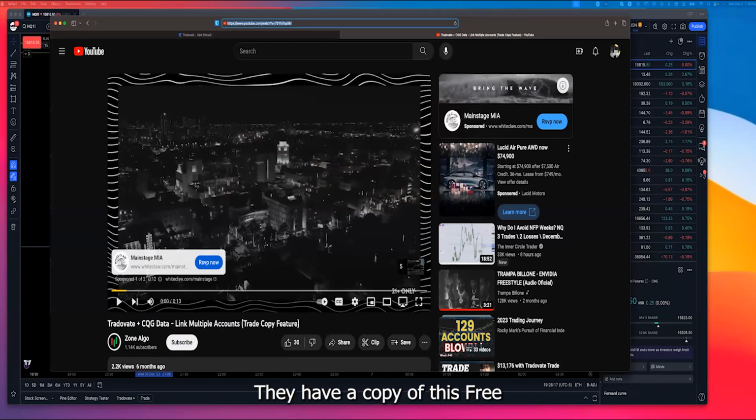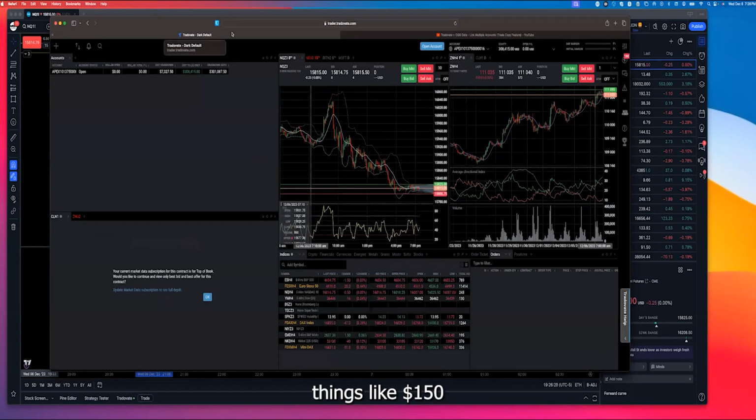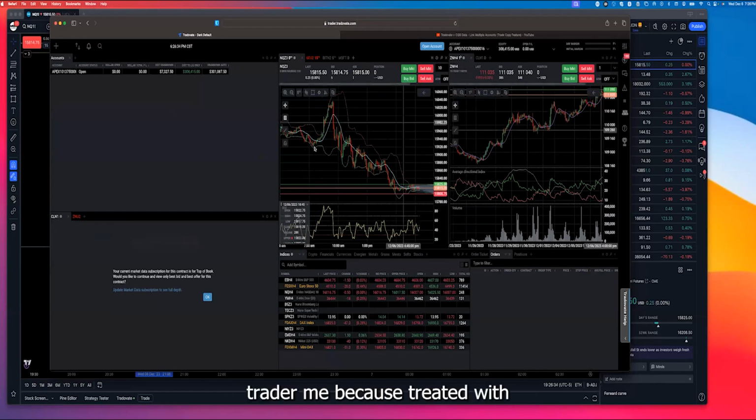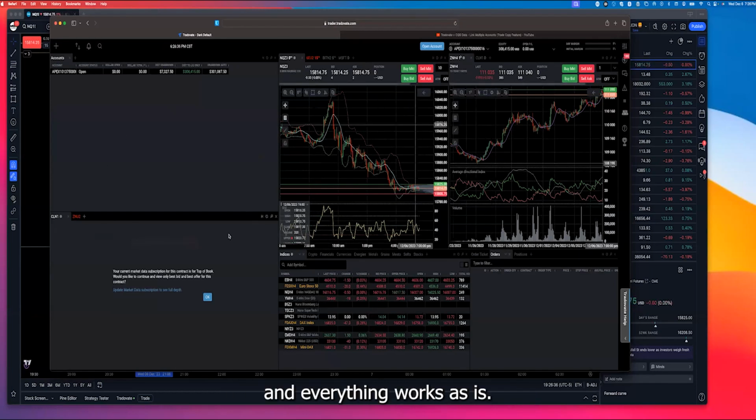TradeAvate is free. They have a copier that's free. NinjaTrader, for whatever reason, the way that they do business is always so complex. That's why I've always stayed away from NinjaTrader. I think it's like $150 to purchase the copier there. That's why I've always recommended TradeAvate since the start, because it is very seamless and everything works as is.